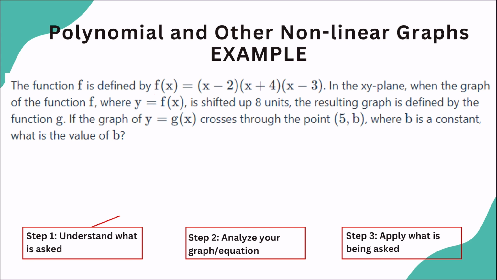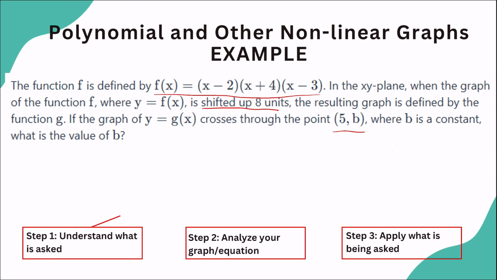Okay, so a lot of words in this one, but let's just break it down to what's important. We have our graph here, and then we're shifting it up 8 units, and it's asking us after shifting it up 8 units, what is the point at (5, b)? And so that's what it's asking us.